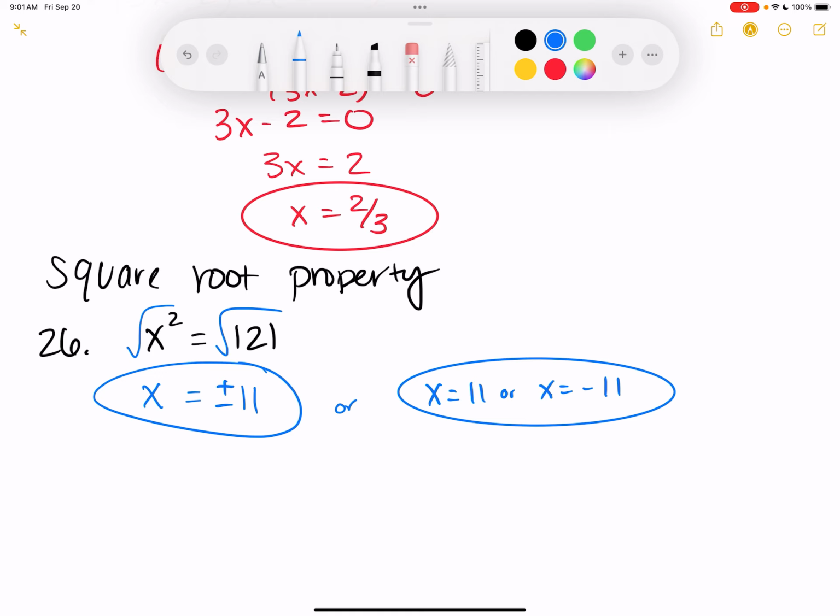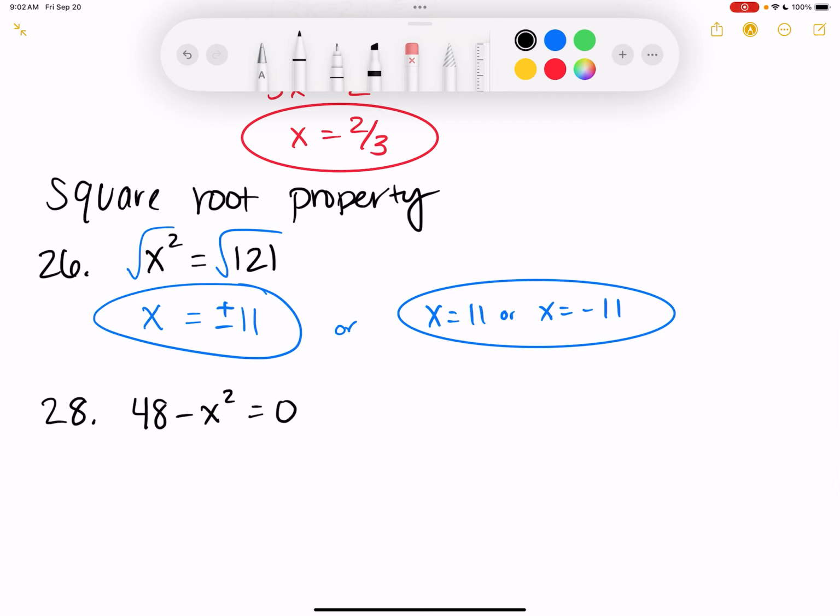Let's see, 28. 48 minus x squared equals 0. I need to solve for x. What do I do first? Subtract 48, so I get negative x squared equals negative 48. Now what?